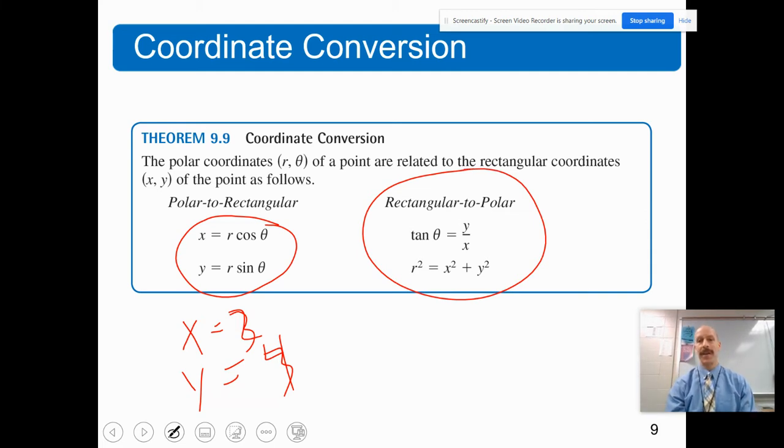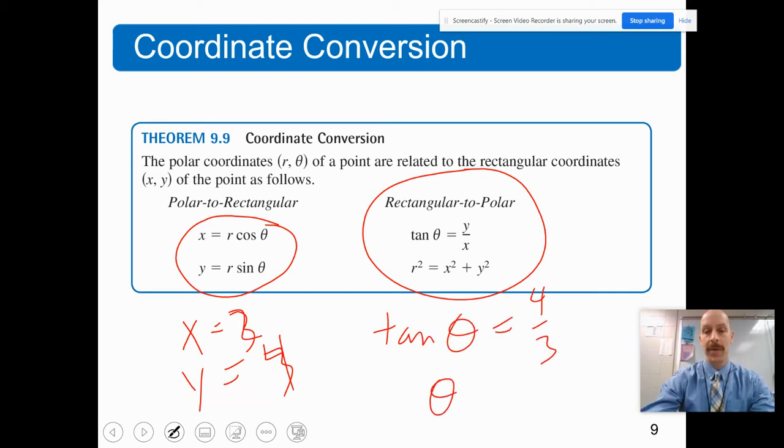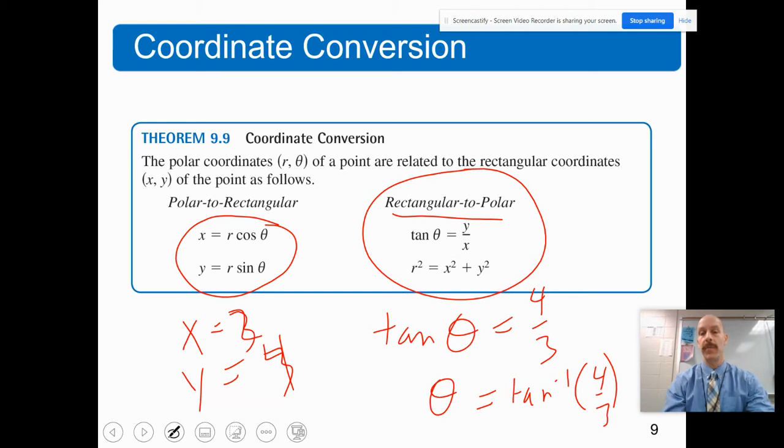So if you want to convert the point (3, 4) to polar, then you would just do tan theta equals 4 over 3. In other words, theta would be equal to the arctan of 4 over 3. So that's how you can convert from rectangular to polar. Now, if you want to go from polar to rectangular, then we're going to use these formulas here on the left.